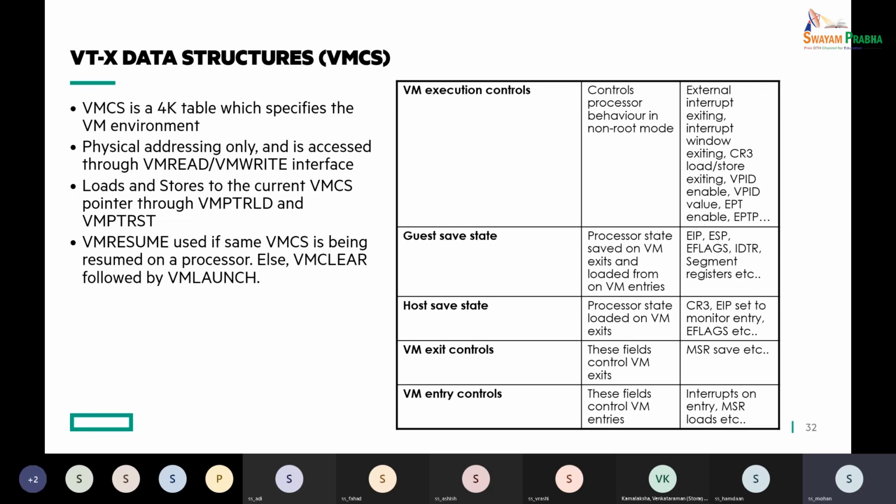Similarly, host save, I think, will have the processor state loaded for the VMM to start running once the VM exits from the guest state. So all these things are maintained in the VMCS structure. It's a 4K table for every guest, and it works pretty well. I think it's been used by almost all the virtualization vendors since it was launched, and everybody has hardware virtualization support today.